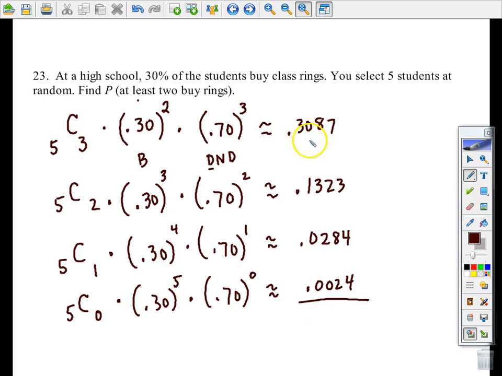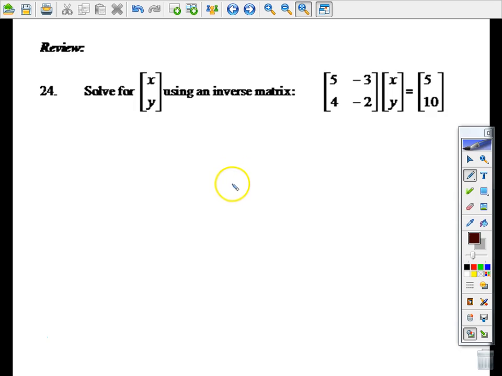Okay, now let's add these decimals up, and that will get us to our final answer. 0.3087 plus 0.1323 plus 0.0284 plus 0.0024 is 0.4718, and my answer is rounded to 3 decimal places, so 0.472 is the answer. All right, just a few more, and we're almost done.